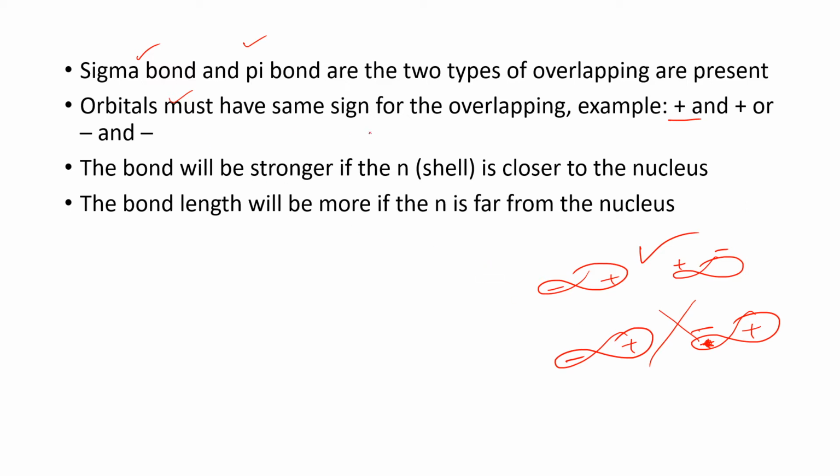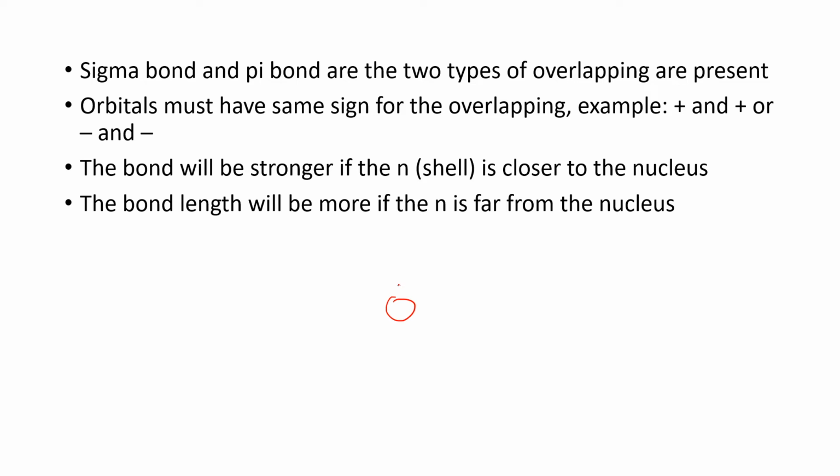So the bond will be stronger if the n shell is closer to the nucleus. So n is nothing but the principal quantum number. It represents the shell. So the shell number, at what position, what is the number of the shell? For example, n is equal to 1, n is equal to 2, n is equal to 3, and so on. It is going to tell about the shell which is present in the atom. So the bond length will be more if the n is further away from the nucleus.